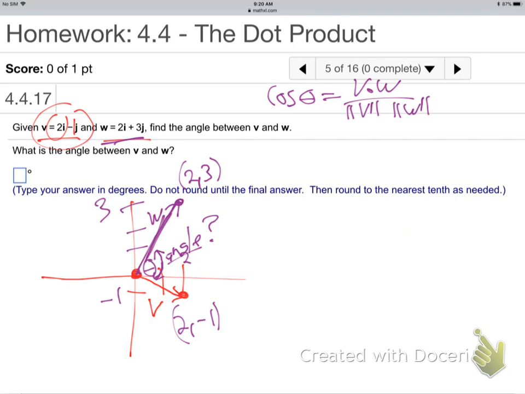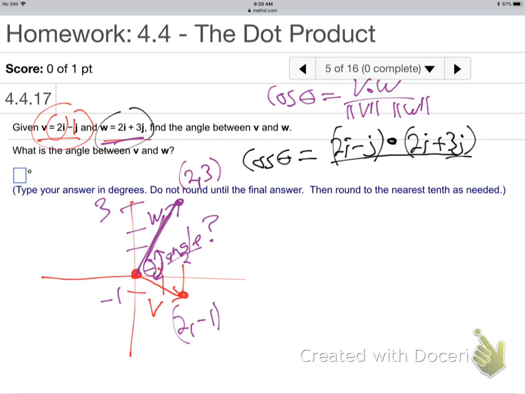So on the top, the cosine of the angle. And at the end, we're going to have to do inverse cosine. That's how we're going to find the theta angle. So the dot product, so that'd be the 2i minus j dotted with the vector w over here, 2i plus 3j. So the dot product of those two.